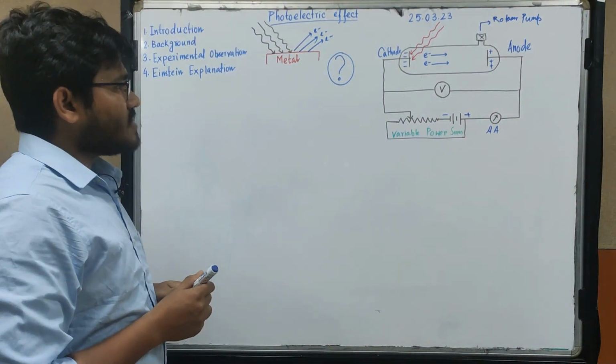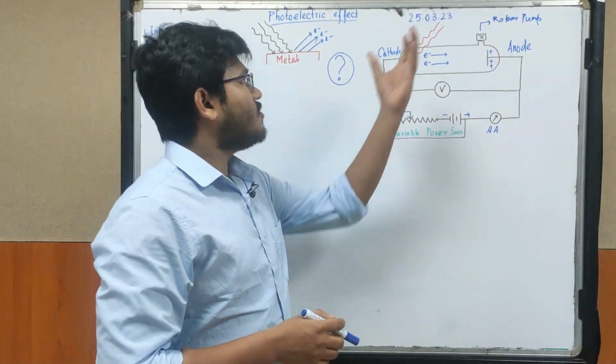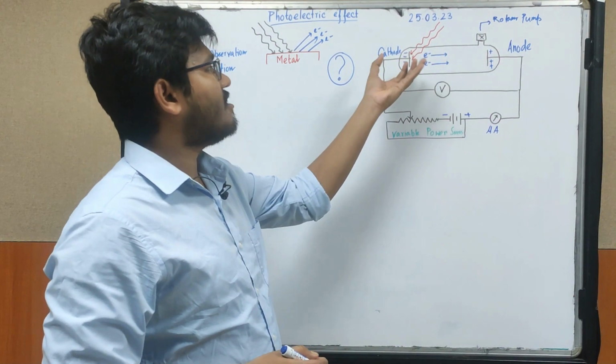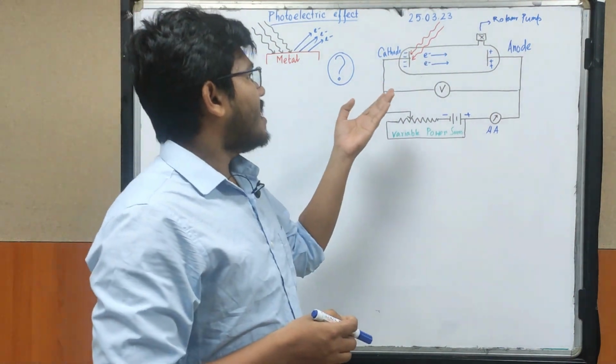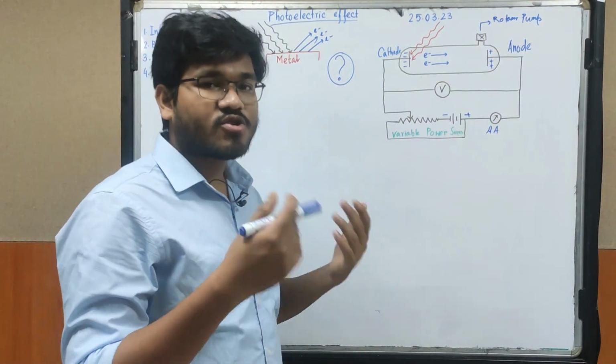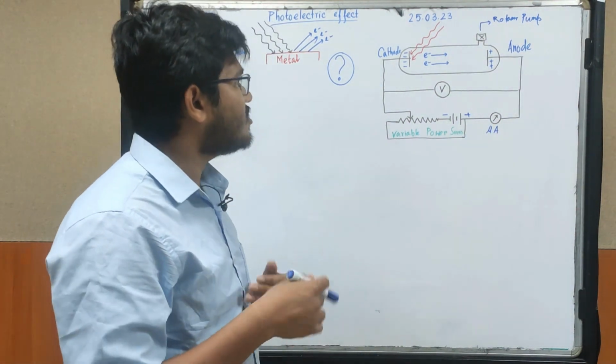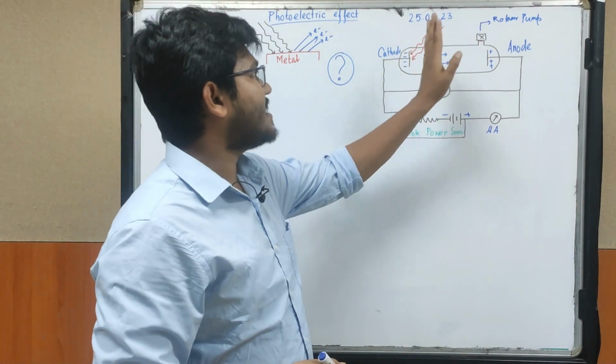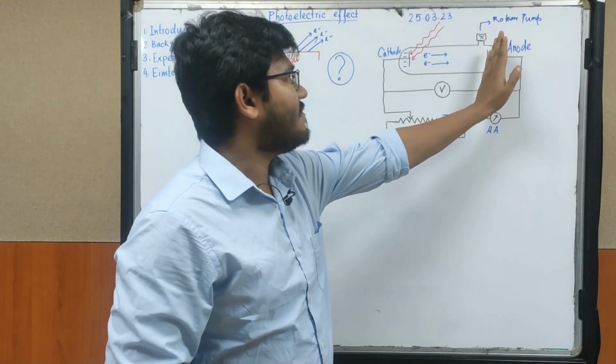Now, the observation is, whenever there is light falling on the cathode, electrons will be ejected out under some certain condition. That is very important. Whatever those conditions are, we will take into account later. So electrons will be ejected out as there is a potential difference applied.